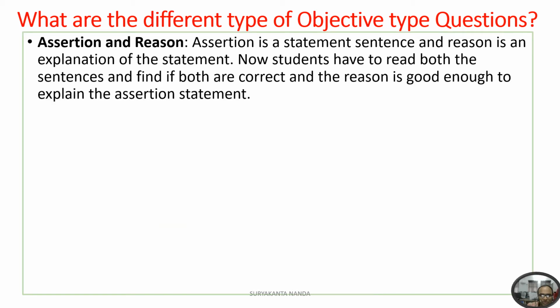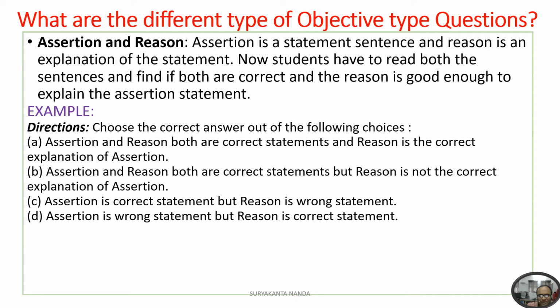The next type of question is assertion and reasoning type questions. Assertion is a statement sentence and reason is an explanation of the statement. Now, students have to read both sentences and find out whether both are correct and whether the reason is good enough to explain the assertion statement. For example, here some directions will be given to the students.